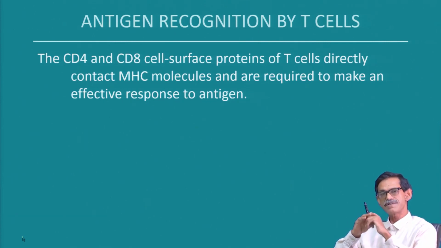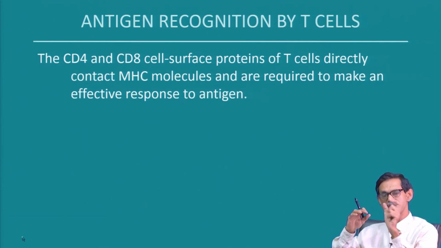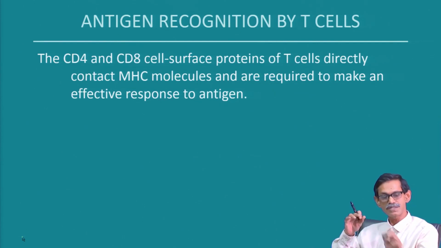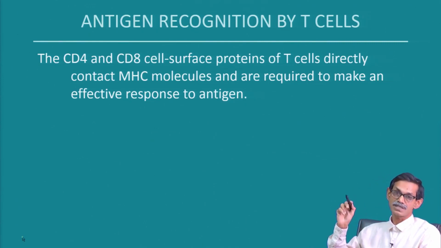MHC with antigen is definitely interacting with the TCR, but along with that it is also interacting with the CD4 and CD8 surface proteins. We already discussed CD4 and CD8 as co-receptors of the T cell while discussing the varieties of T cell receptors. If you remember, I told you that CD4 is present in the helper cell and CD8 is present in the cytotoxic T cell. How is that determined?